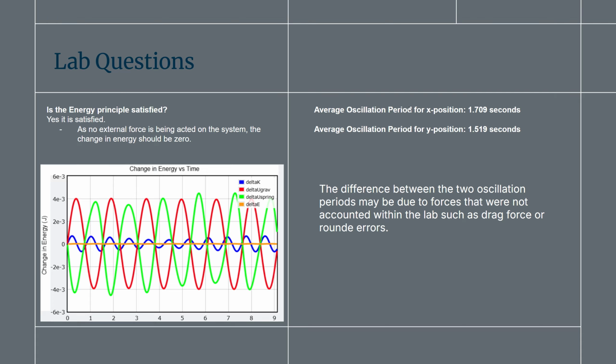Now, the average oscillation period for X position was 1.709 seconds, whilst the average oscillation period for the Y position was 1.519 seconds. Now, the difference between the 2 oscillation periods may be due to forces that were not counted within the lab, such as drag force, or rounding errors that could have occurred while calculating each oscillation period.